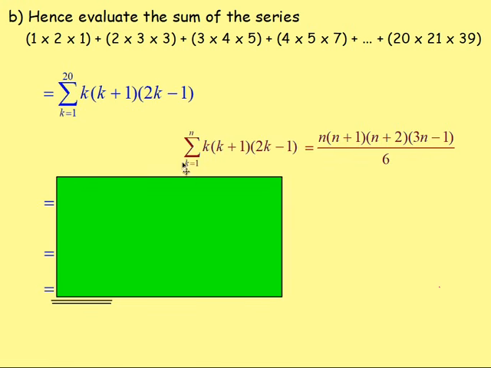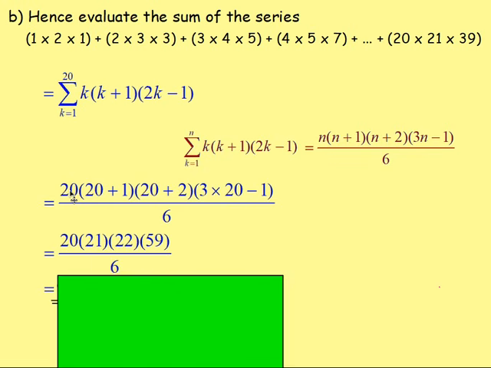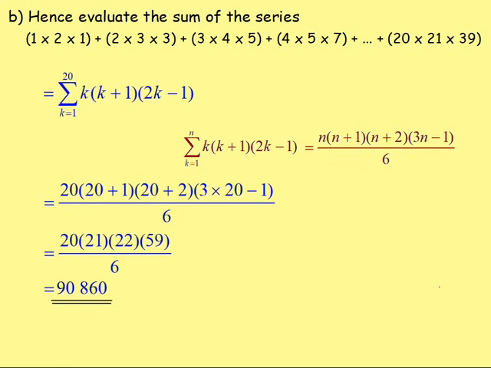We know for this, the sum going from k equals 1 up to n is n times (n plus 1)(n plus 2)(3n take away 1), all over 6. But what we're doing is replacing the n with 20. So we just rewrite this fraction here, but replace n with 20. So we have 20 times (20 plus 1) times (20 plus 2) times (3 times 20, take away 1). Again, it's all over 6. Work that out. Well, it's 20, that's 21, that's 22, that is 59. It's still over 6. Multiply the numbers at the top, divide by 6, and you end up getting 90,860. And that is your answer.